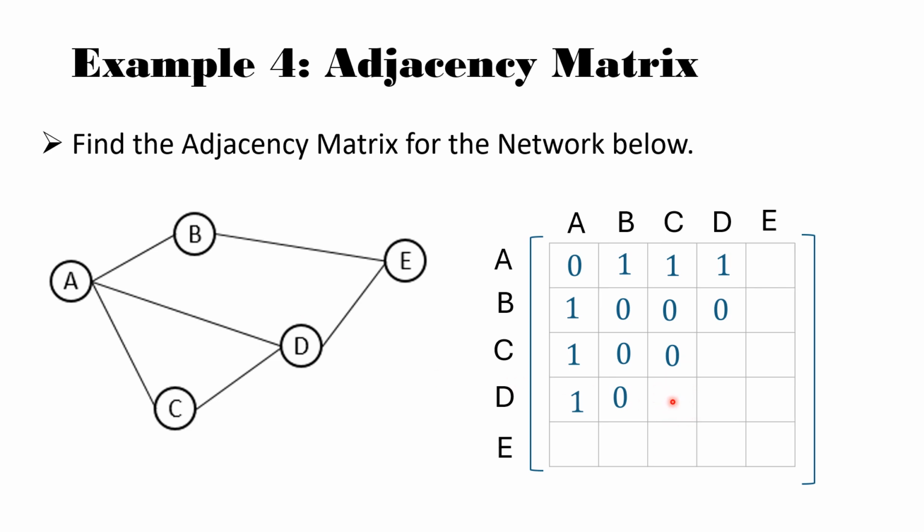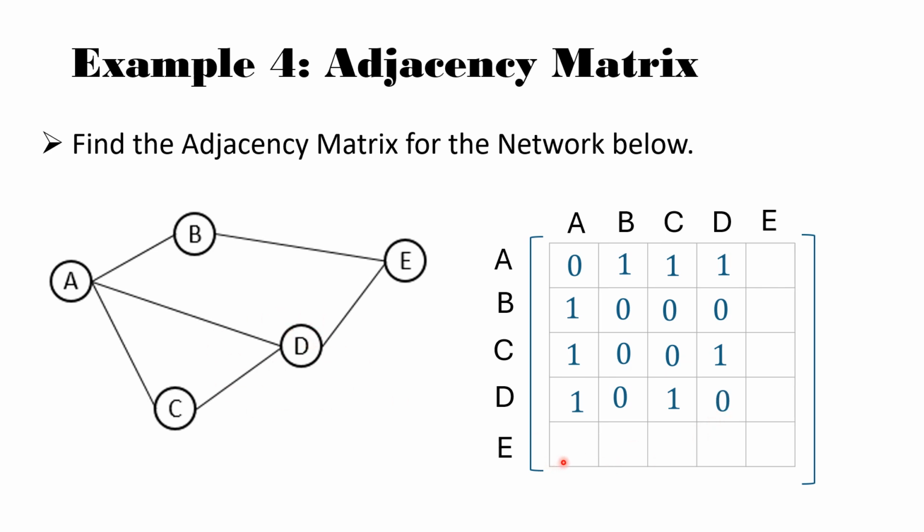Next, I look here, which is D to C. I have one direct connection, so I put my 1 in here. And I can also fill it in here, which is the connection between C and D. So my 1 goes here. And then for this corner, I'm looking at D to D. D has no loops, so this just is a 0.